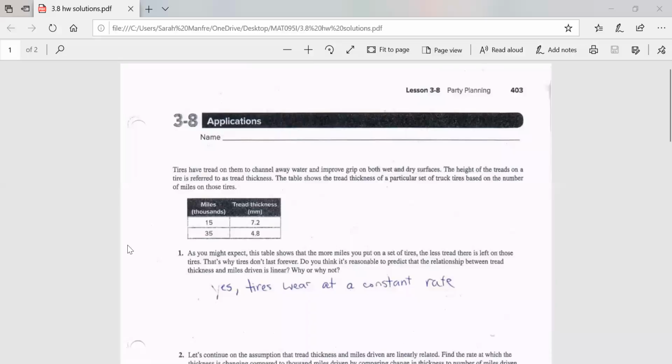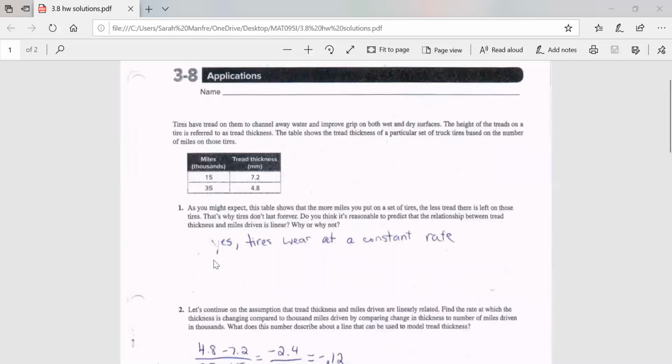Okay, so here are the homework solutions for 3-8. Here we are talking about tire tread. Note that these are in 1,000 miles, so this is really 15,000 miles, which means there's 7.2 millimeters of tread thickness left. If there's 35,000 miles driven, then you have 4.8 millimeters of tread thickness left.